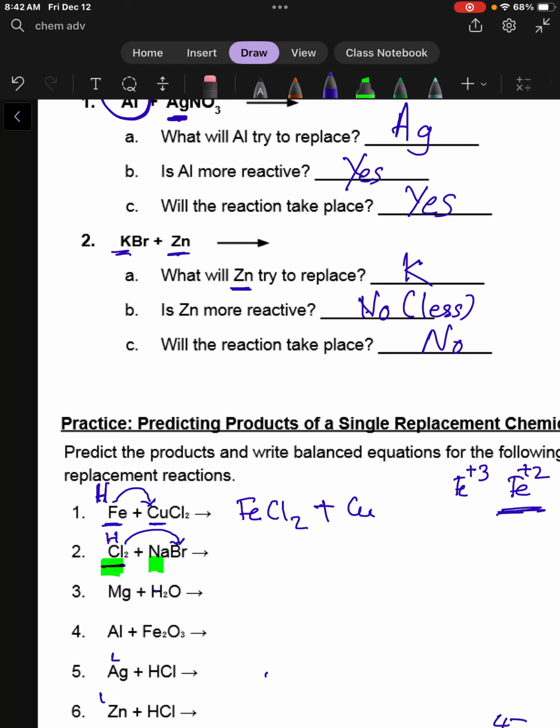Okay, so sodium, you have to write the metal first whenever you write the compound. Sodium will now form a compound with the chlorine. Sodium has a charge of 1, chlorine has a charge of 1, so the formula of the compound will be what? NaCl. And what will be out? Bromine. So how will you write bromine? Br, since it is diatomic. Oh, Br2.